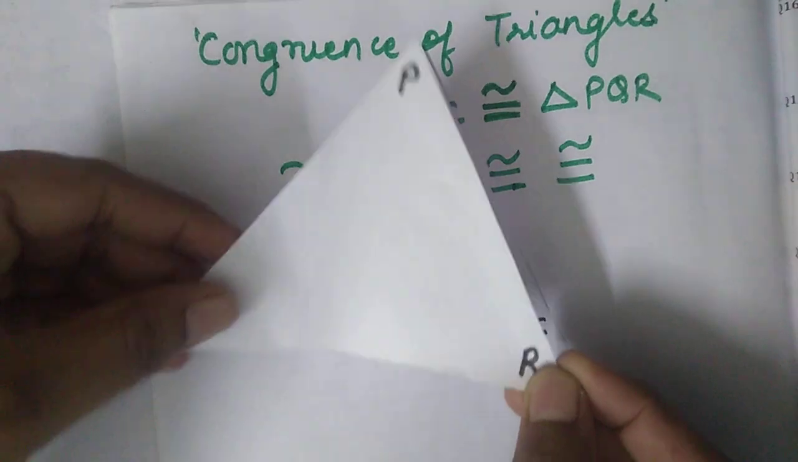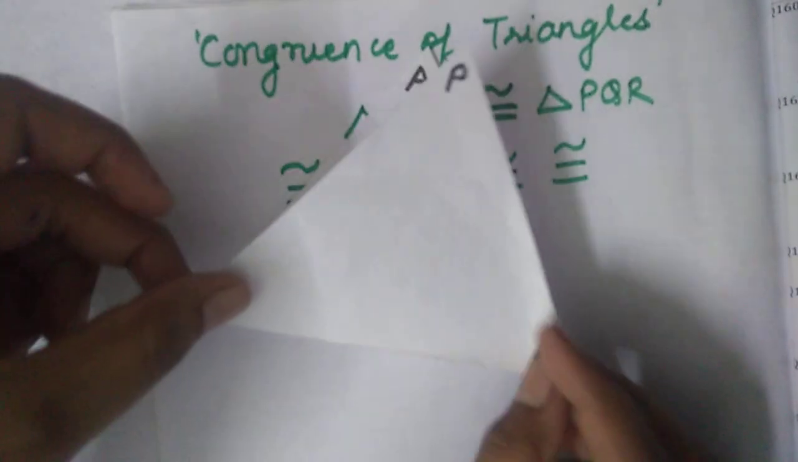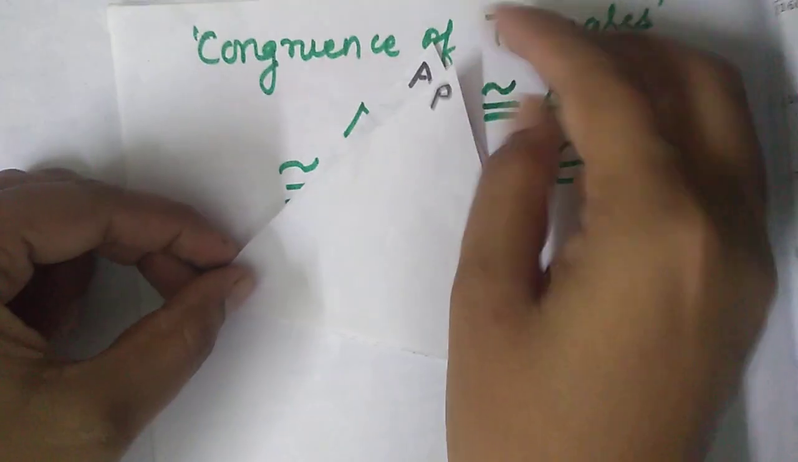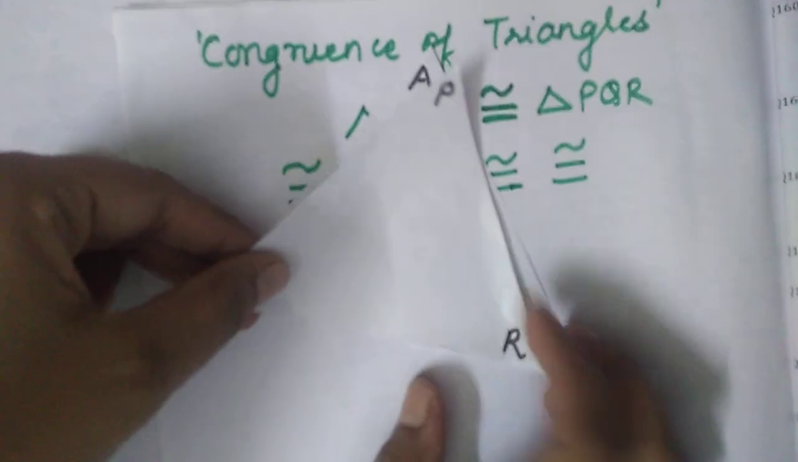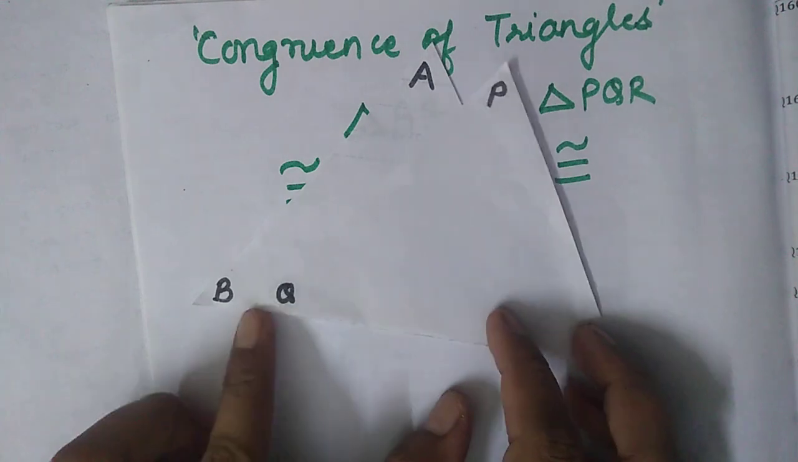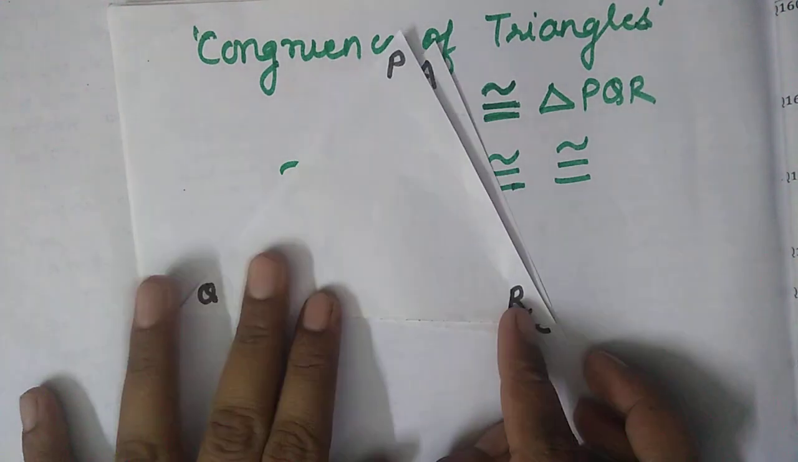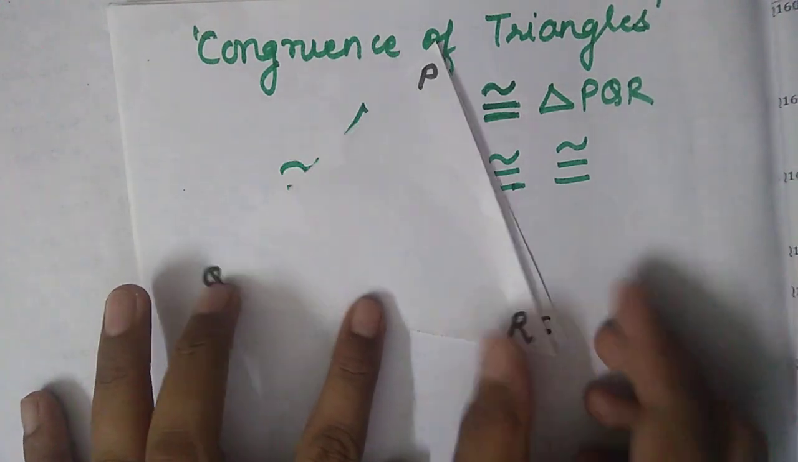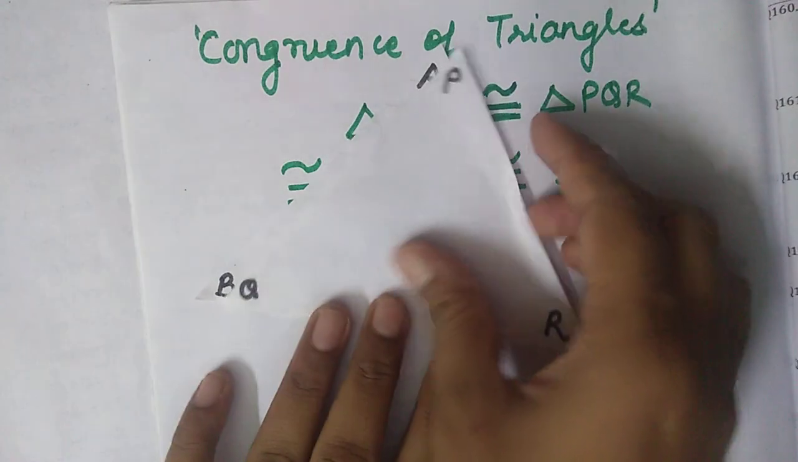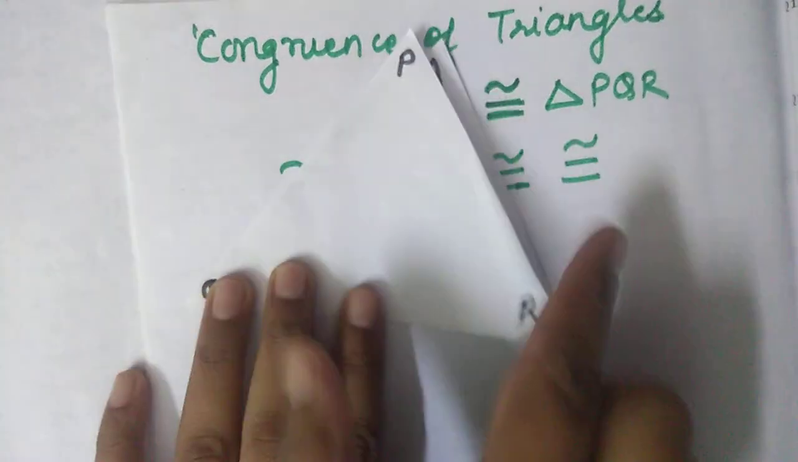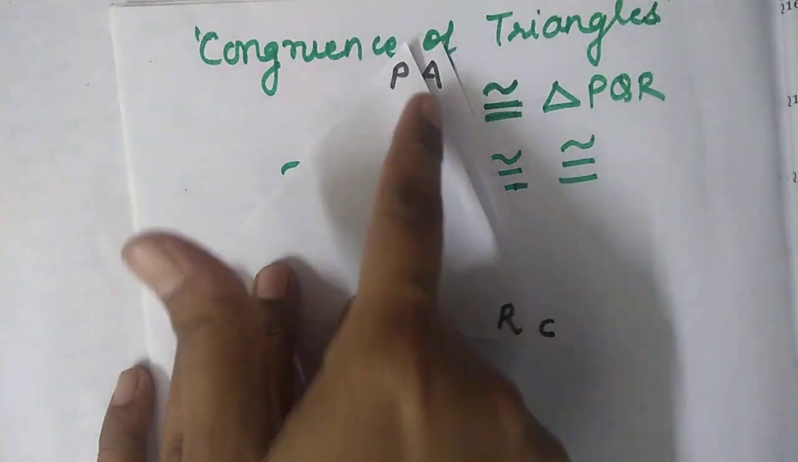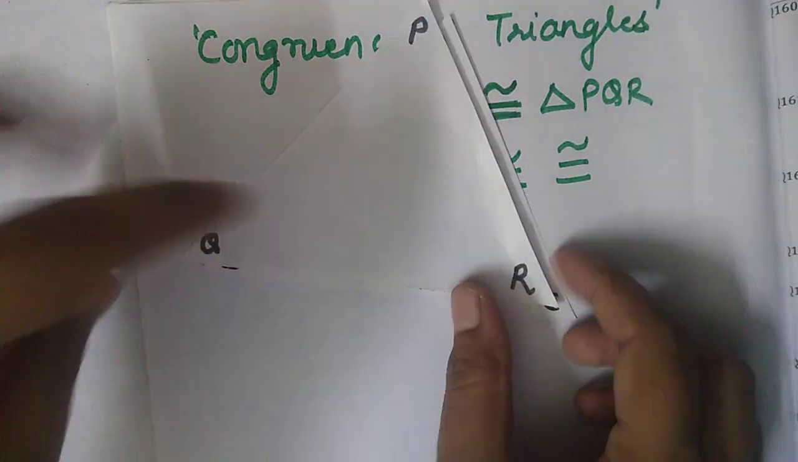If I overlap them, this P falls on angle A, this angle Q falls on angle B, and this angle R falls on C. Same for the sides: PQ falls on AB, PR falls on AC, and QR falls on BC.